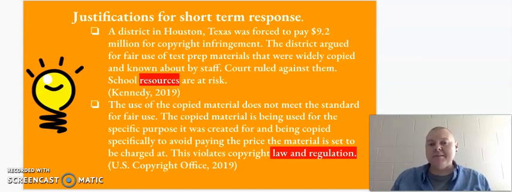Secondly, the use of copied material in this particular instance does not meet the standard for fair use. The copied material was not being used for something creative. It wasn't being used to create something new. The copied material was being used for the same purpose that it was created for. It was created to be used in school classrooms. And it was being copied specifically to avoid paying the price for that material and still use it the way it was meant to be used. This violates copyright law and regulation according to the U.S. Copyright Office.